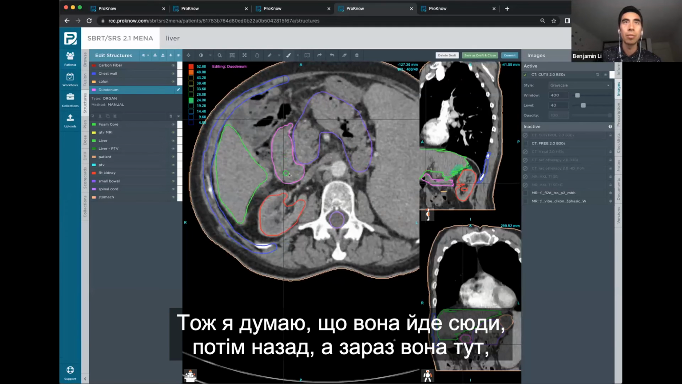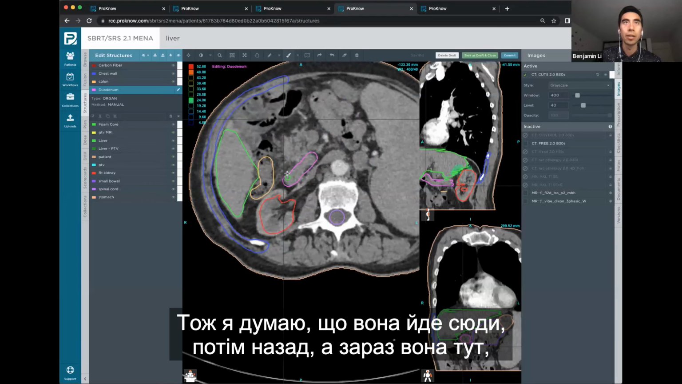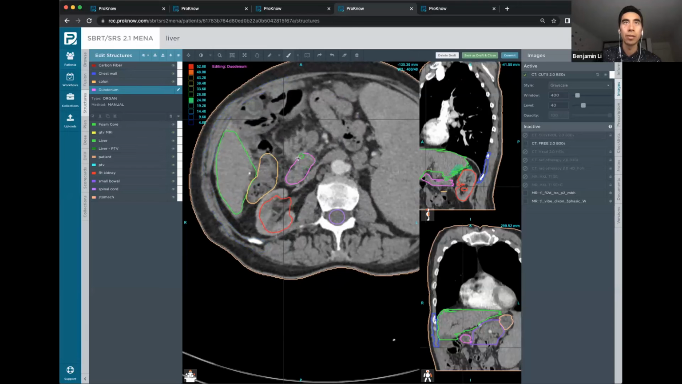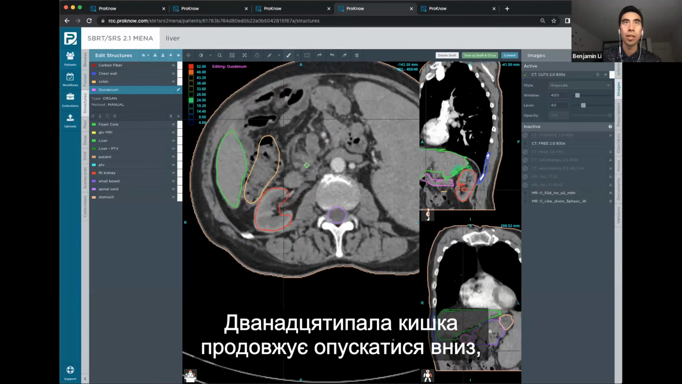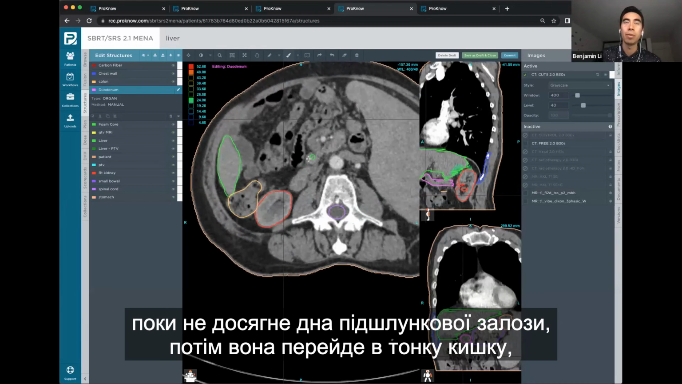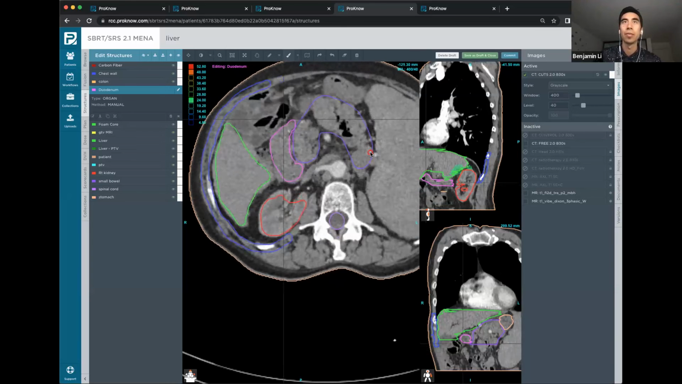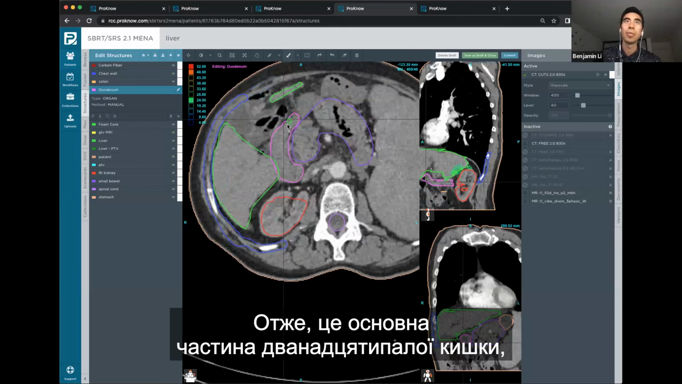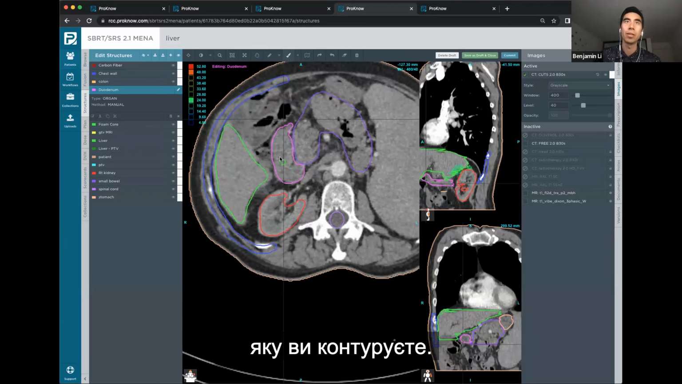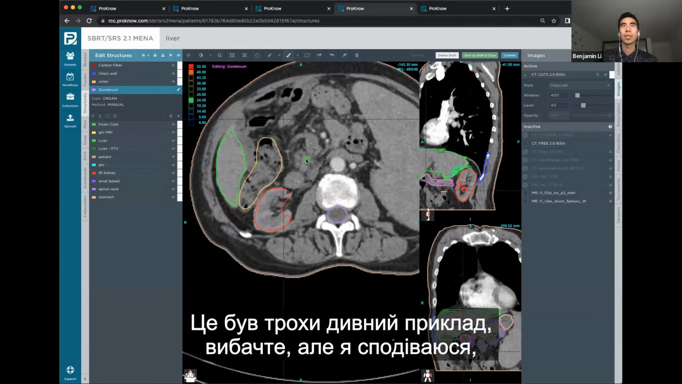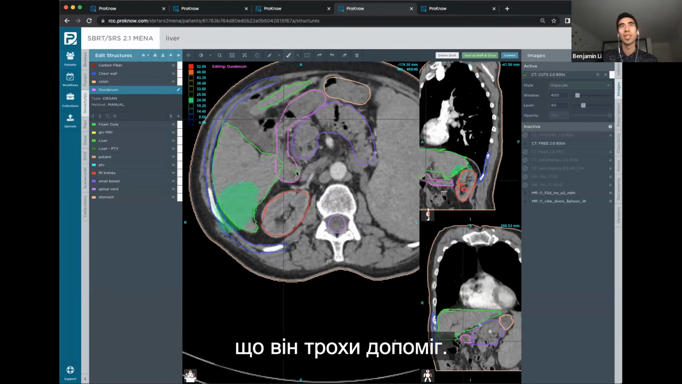So I think it's going here posteriorly, and then now it's here, and then continuing down. The duodenum continues to go down until it gets to the bottom of the pancreas. Then it'll go to jejunum, which goes sideways, kind of underneath the pancreas. So this is the main part of the duodenum that you're contouring. Just make sure that this part here is still labeled as small bowel. This was kind of a weird example, I'm sorry, but I hope that's a little bit helpful.